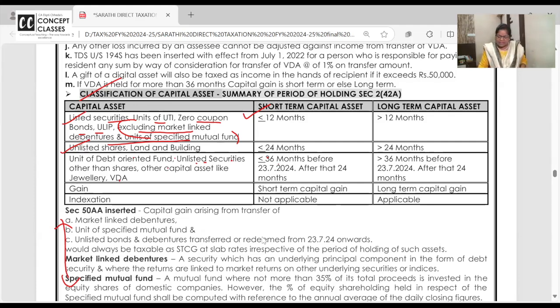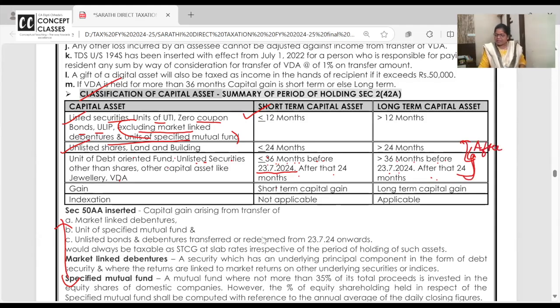Less than 36 months, short term. More than 36 months, long term. This is only before 23rd July. Less than 36 months before 23rd July, then it's short term. After that, 24 months. More than 36 months before 23rd July, long term. After that, in short, the gist is I want all of you, you have the material, right?